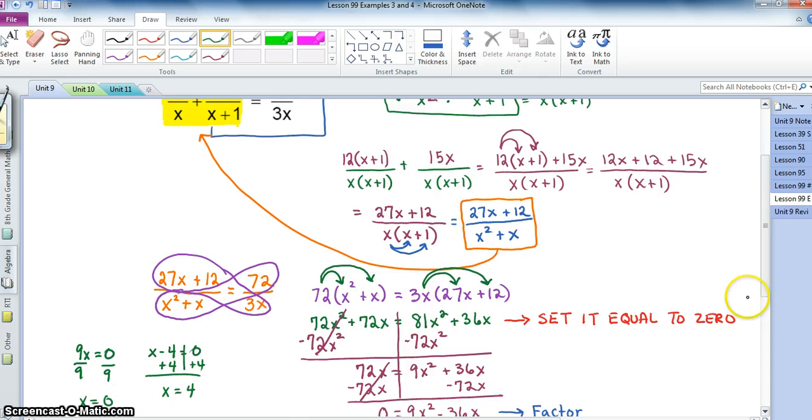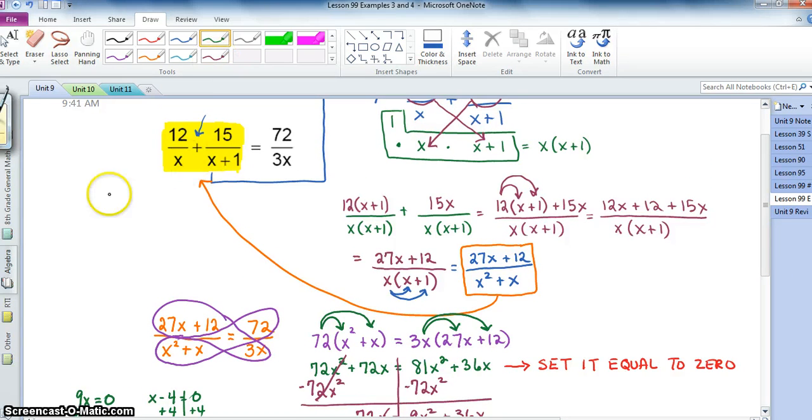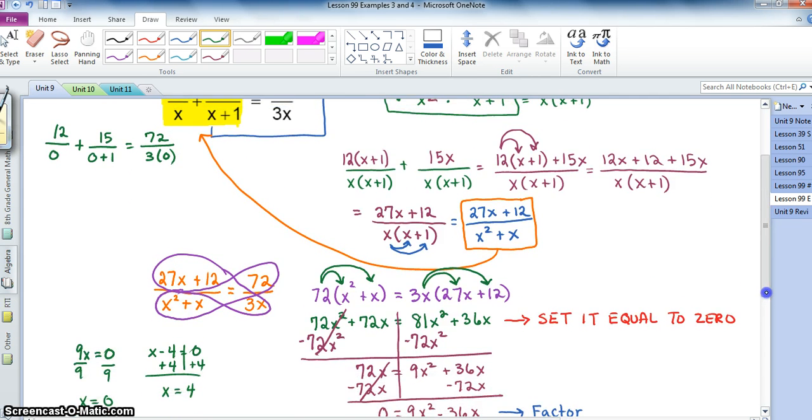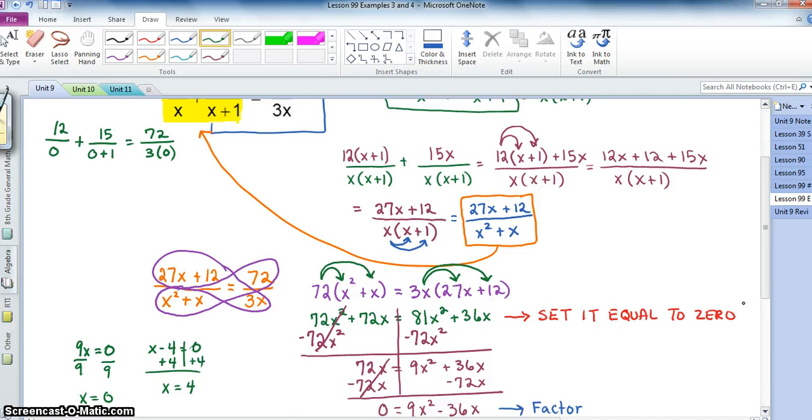I'm going to start with x equals 0. That's 12 over 0 plus 15 over 0 plus 1 should equal 72 over 3 times 0. Now automatically that should send red flags up in your head. And it should say, hello, hello. I cannot have a denominator that is equal to 0. Ever. That is undefined. Meaning I know x equals 0 cannot be a solution. It is not a part of my answer. I'm going to cross it off.